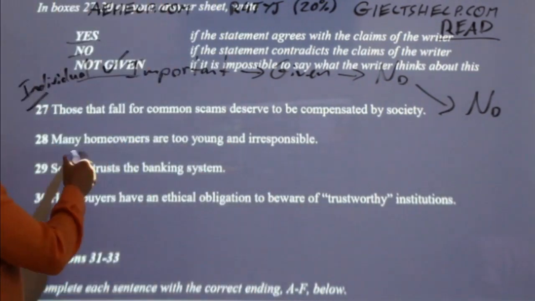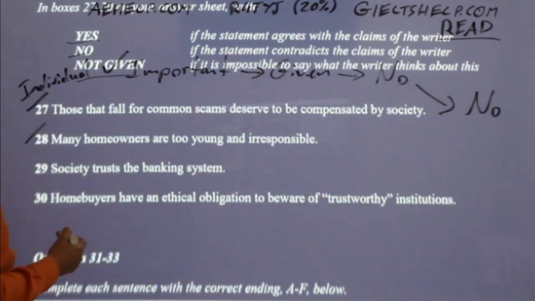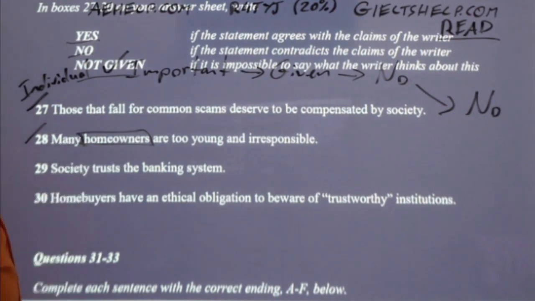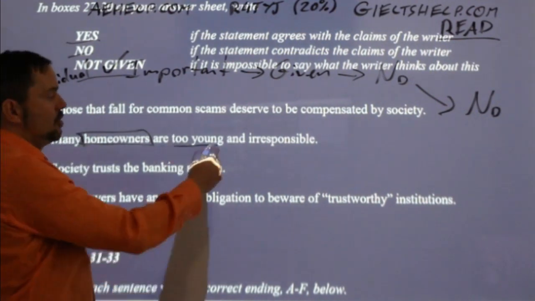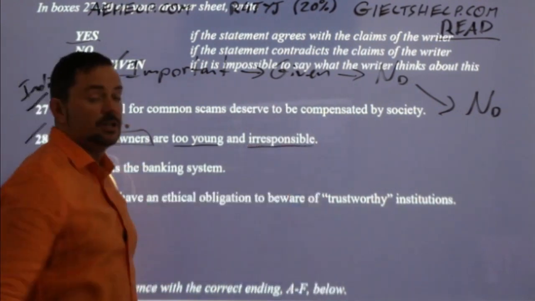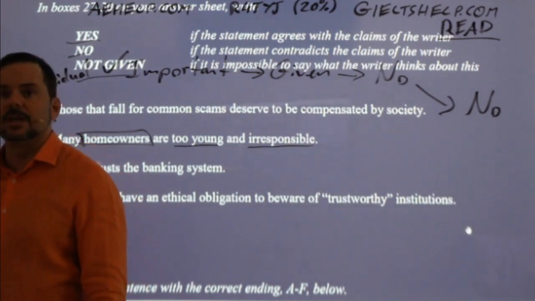Many homebuyers are too young and irresponsible. Is this question important? So again, it's about the homebuyer, so it's the individual. Is it important to know if they're young or old or middle-aged, and that's why they're not responsible? So is that important to know?